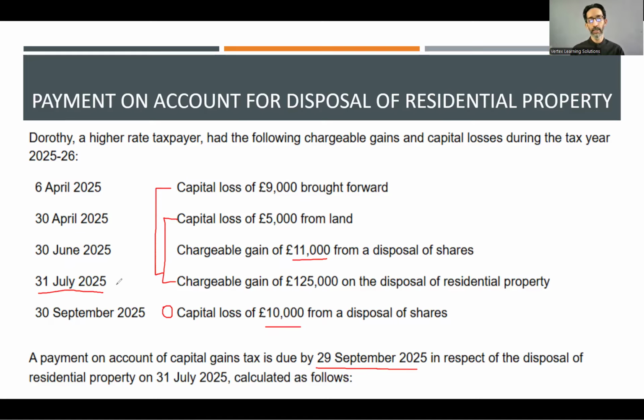The sale of the residential property is taking place in July, and from 31st of July 2025 to 29th of September 2025 would be 60 days. So that is the time period for payment on account. Okay, as they say. So let's see how we can work this out.